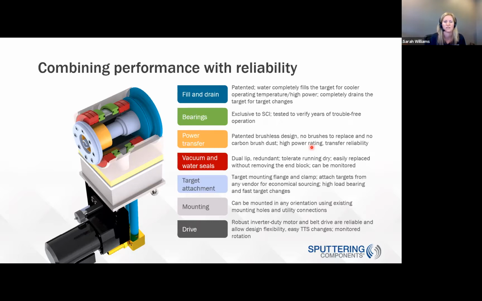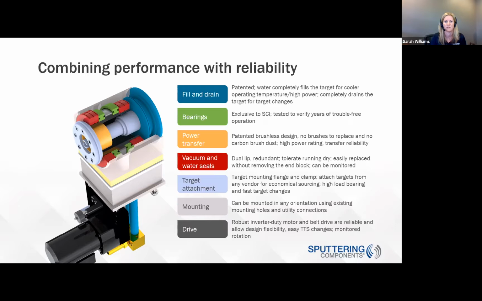When we look at the power transfer, we've got a patented brushless design. So there are no brushes to replace. There's no brush dust, which can cause seal failure. It has a high power rating, and it's very reliable. For the vacuum and water seals, the dual lip seals, there are 2 of each. So we have a redundant seal. They can tolerate running dry. They're easily replaced without removing the M block.